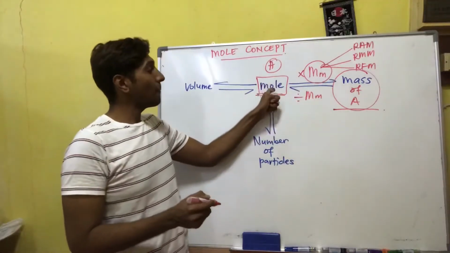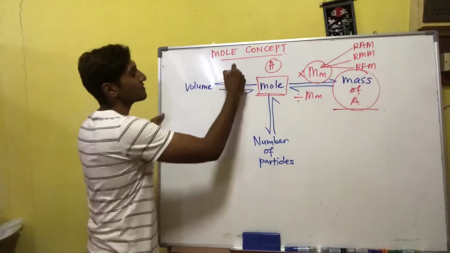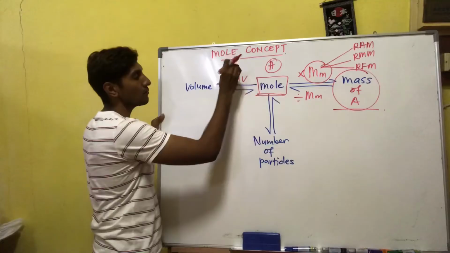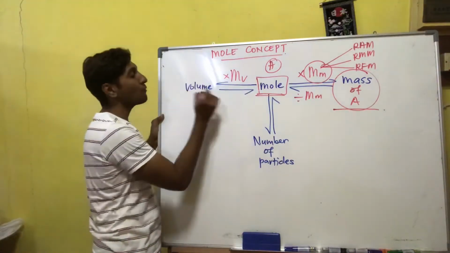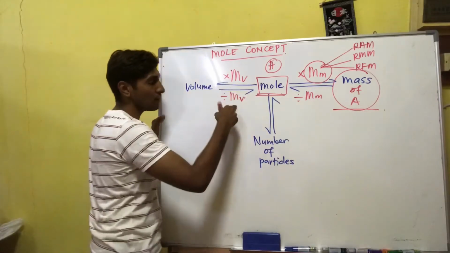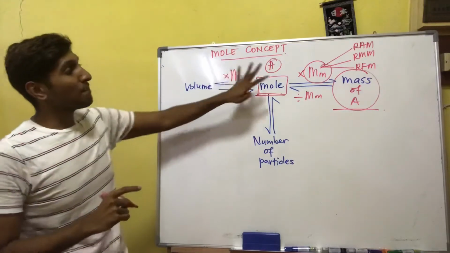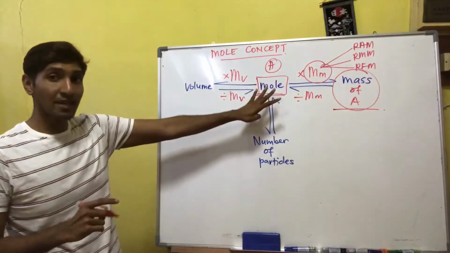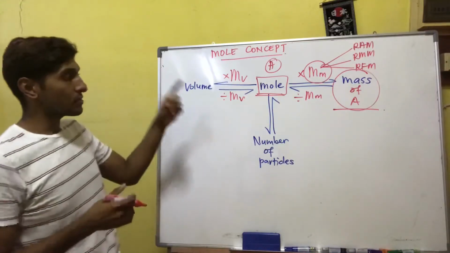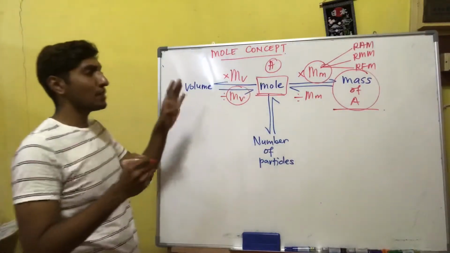So since mole to mass is molar mass, mole to volume is molar volume. So I would multiply mole with molar volume to find volume. I would divide volume by molar volume to find mole. Okay, now there are a bit of similarities here in terms of the names and how they relate, but there is a bit of difference in how it is calculated.